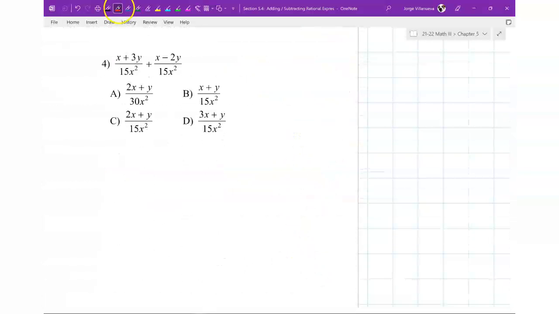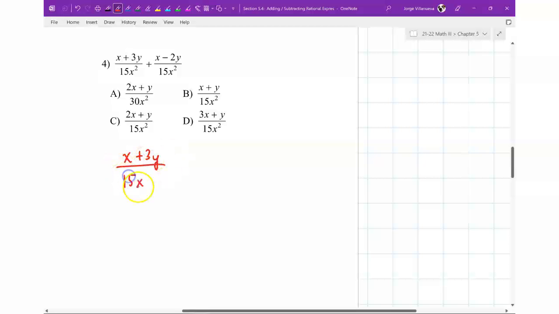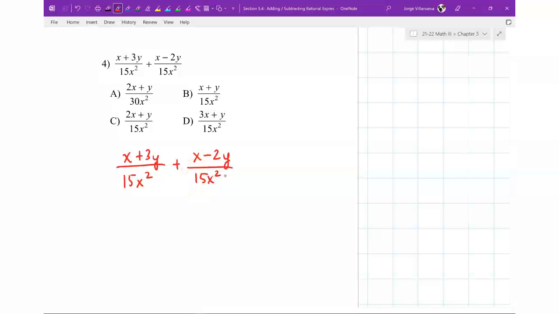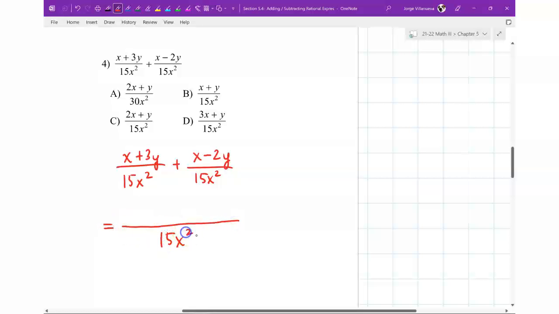All right, so let me rewrite number 4. We got x plus 3y over 15x squared plus x minus 2y over 15x squared. Again, notice the denominators are the same. Okay? The denominators are the same, so when I rewrite this, I'm going to keep the same denominators. 15x squared is going to go on the bottom. Okay? Now let me just combine the top. So according to what I see, it's x plus 3y plus x minus 2y.